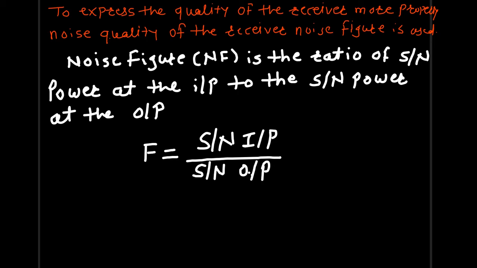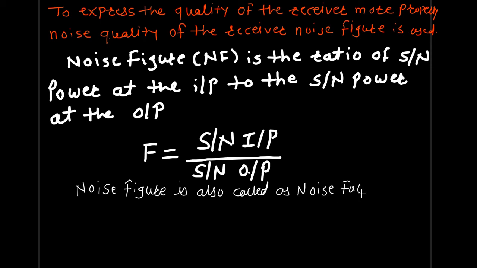The input and output may be for an entire receiver or a single amplifier stage. Noise figure F is also called the noise factor. Noise figure is a number, and usually it is also expressed in decibel.